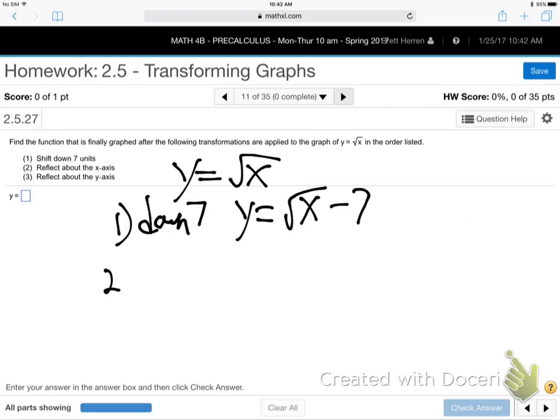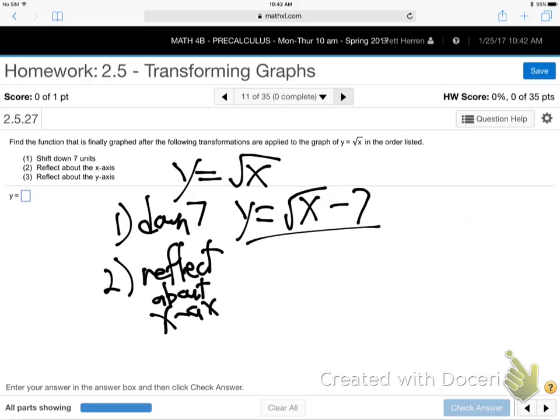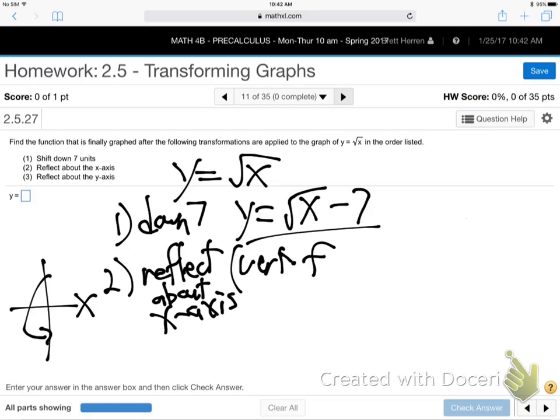All right, next step. Now they want us to build. We're not going back to the start. We continue with this now and take the next step. Reflect about the x-axis. So reflect that. Now remember what that means. Think about a little axis. Here's the x-axis. If you grab the x-axis like a rotisserie, it's going to be a vertical flip, isn't it? That's tricky. So that really means a vertical flip.